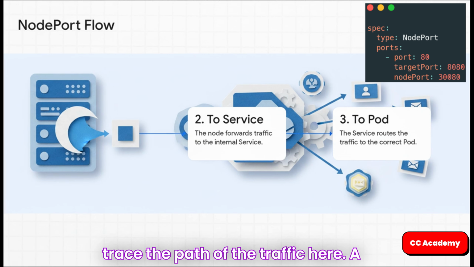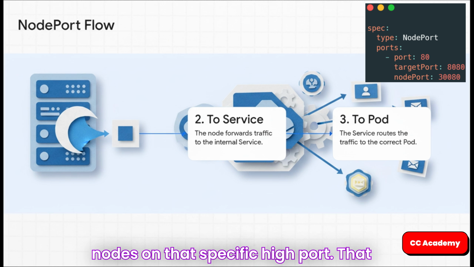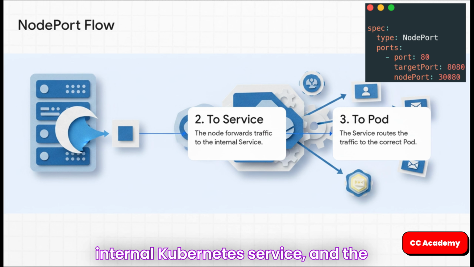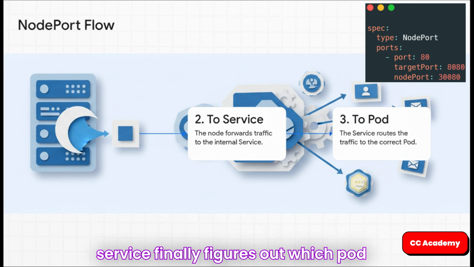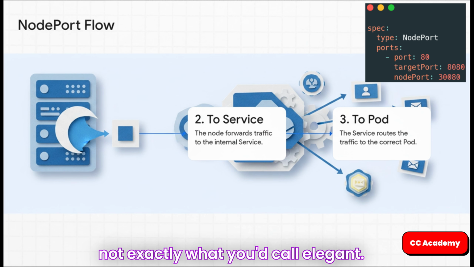So let's trace the path of the traffic here. A user hits the IP address of any of your nodes on that specific high port. That node then passes the traffic along to the internal Kubernetes service, and the service finally figures out which pod should get it. It works, for sure, but it's not exactly what you'd call elegant.